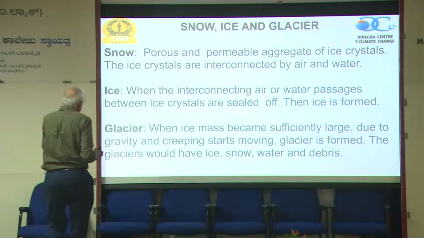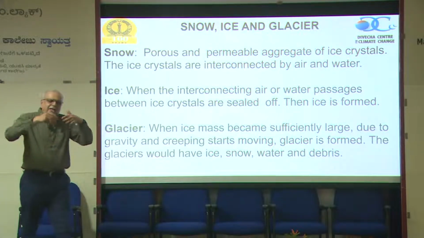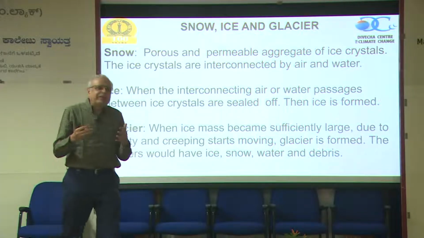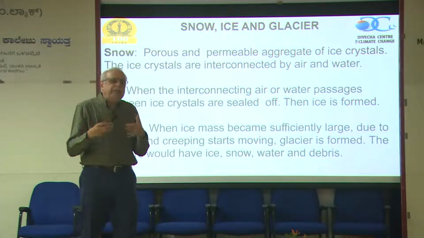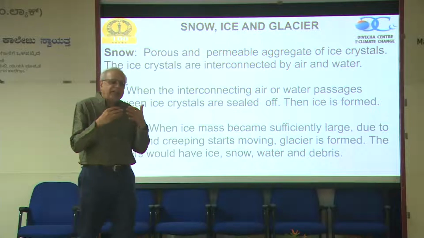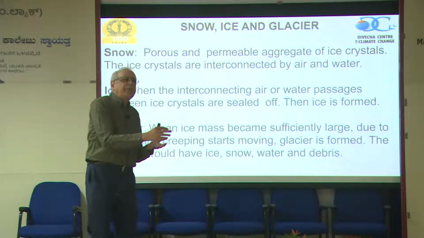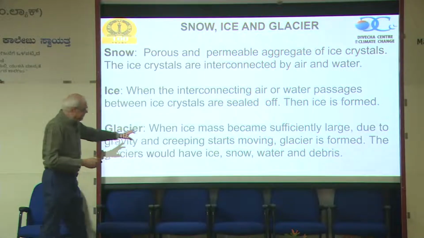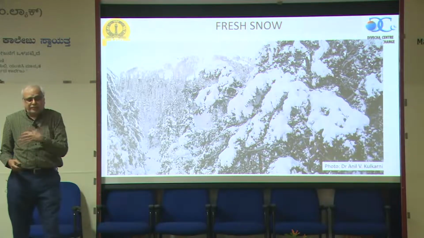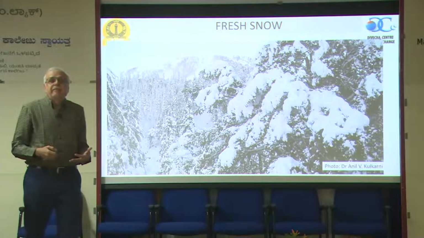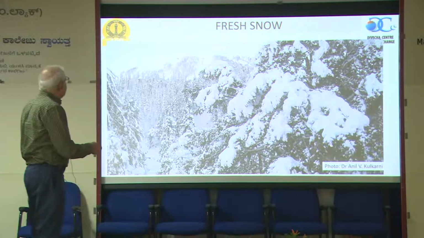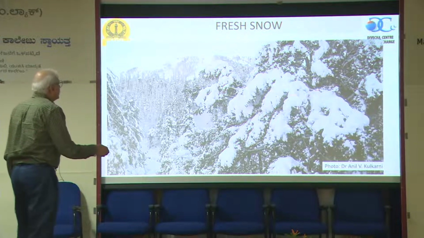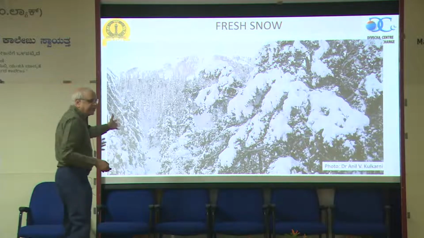And when this ice is formed in a large magnitude in the mountains, because of gravity and because of internal deformation, it starts moving along the slope of the mountain valley and glaciers are formed. And Himalaya has a large amount of them. If you take a photograph, you can see here this is fresh snow falling in the Manali region of the Himalayas.